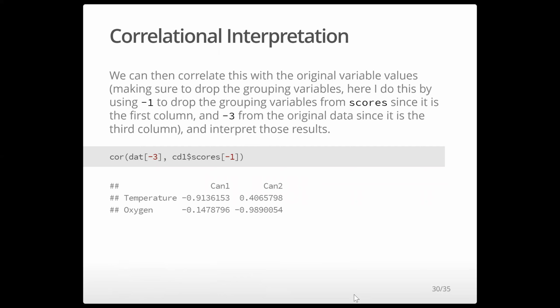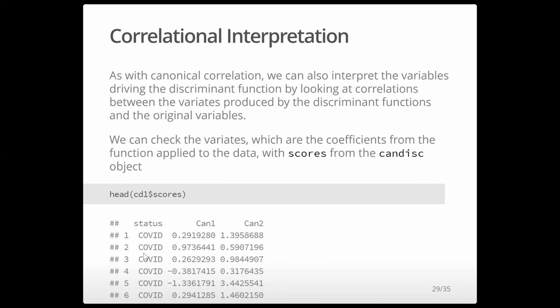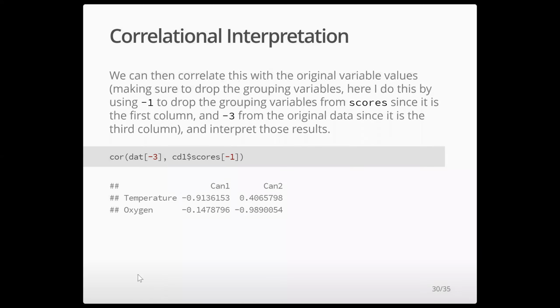And so we can correlate this with the original results. Here, I'm just making sure to drop my grouping variables. So the grouping variable was the third variable in the original data. It was the first variable in the scores. So we see here in the scores, it's the first variable. And so here we can just sort of interpret these correlations. We see that temperature is very highly correlated with the first discriminant function, and oxygen not so much.